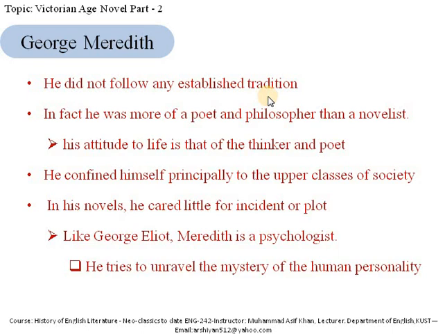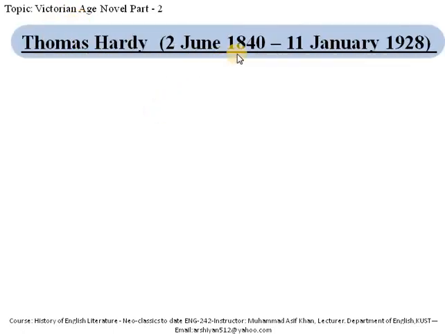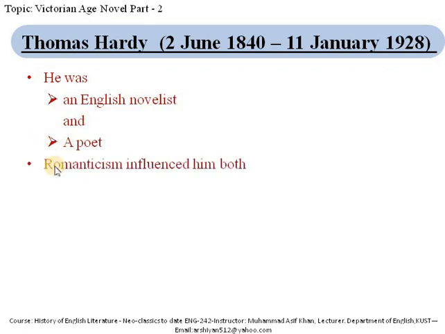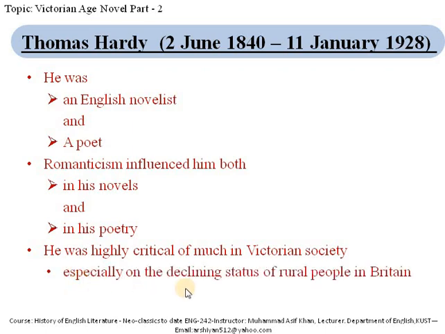So now let's move towards another important personality, and one of the prominent personalities among the English novelists, and he is Thomas Hardy. He was born on 2nd June 1840 and he died on 11th January 1928. He was an English novelist and a poet, and initially we see that Romanticism influenced him both in his novels and in his poetry, and he was very critical to the Victorian society, and especially he was concerned about the declining status of rural people in Britain.